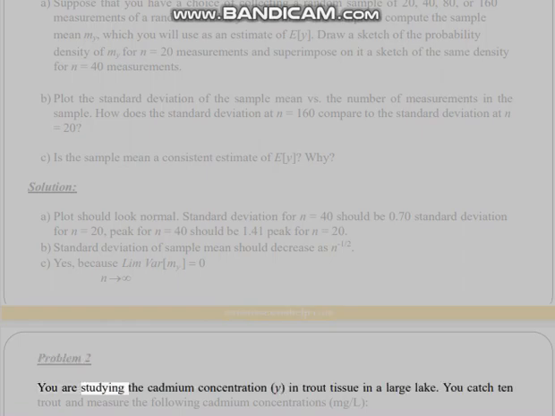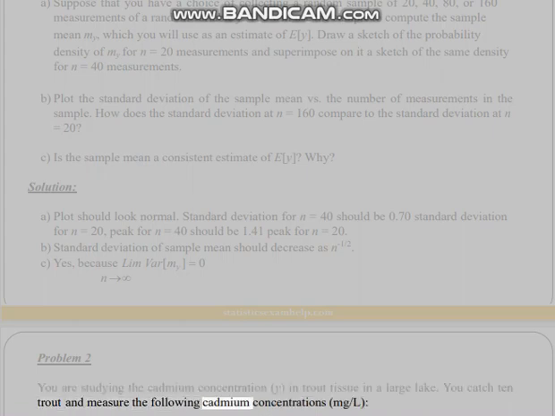Problem 2. You are studying the cadmium concentration, Y, in trout tissue in a large lake. You catch 10 trout and measure the following cadmium concentrations in mg/L: 0.1060, 0.040, 0.128, 0.225, 0.167, 0.024, 0.317, 0.072, 0.099, 0.029. A. Considering the possible values of the data, what would be a reasonable assumption for a probability distribution for the population and why?